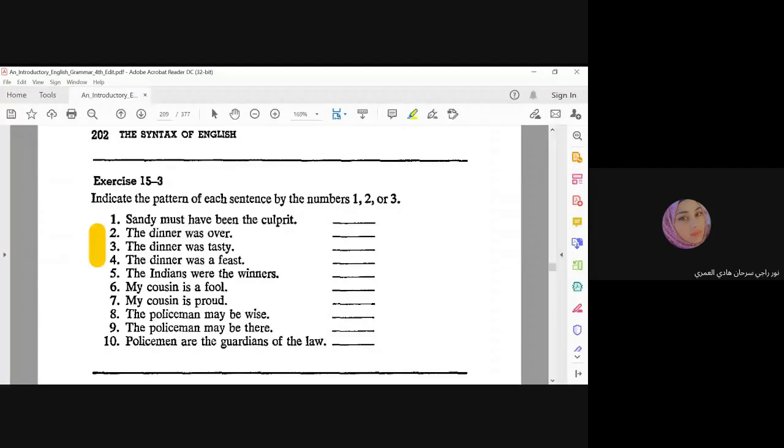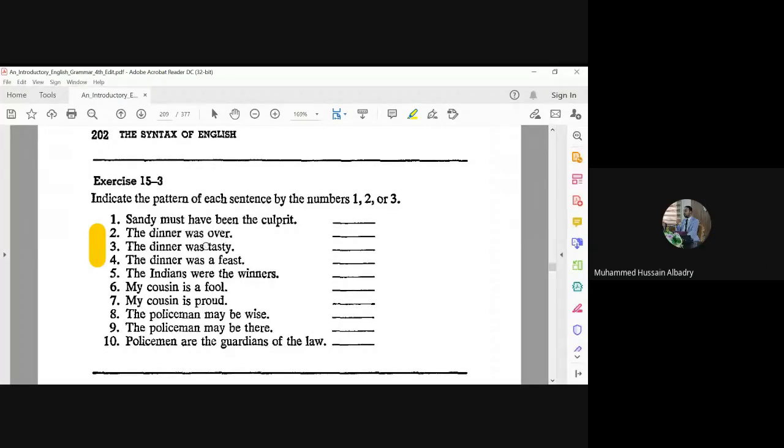Yes, the dinner was tasty. This is button 1 because we have a subject and verb. What about tasty? What is tasty here? Verb. Okay. Thank you. Asma, can I answer? Yes. The dinner was tasty. The dinner noun, was be, tasty adjective. Pattern 1. Yes, thank you so much.